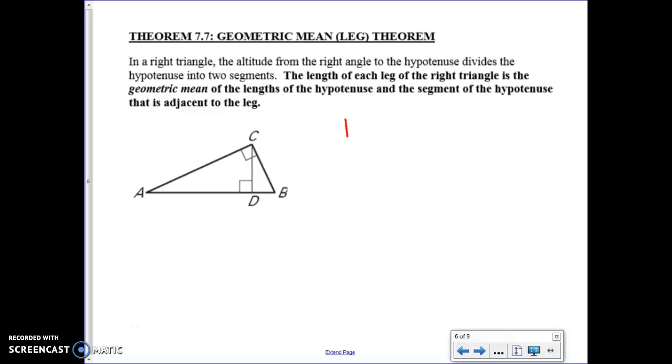So what that means is we're going to set up the leg as the geometric mean. The other one was called the altitude theorem. We set that up across from itself. Then we're going to put the whole hypotenuse on one side. And then we're going to put the part of the hypotenuse touching the leg on the other side. We have 2 different legs in a right triangle, so we're going to do this twice.